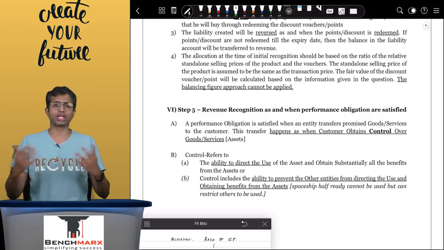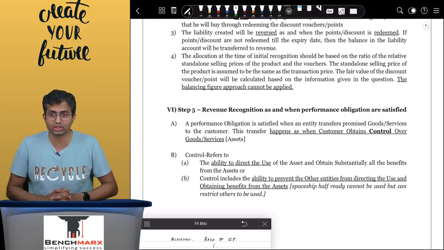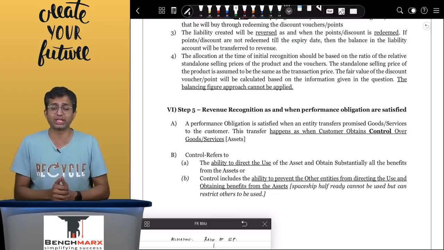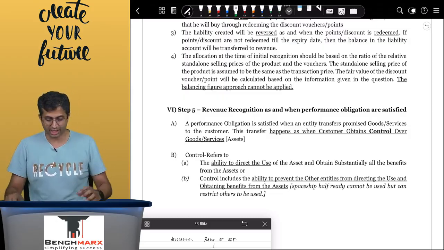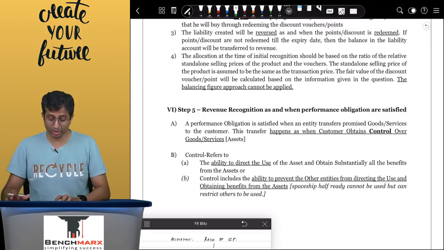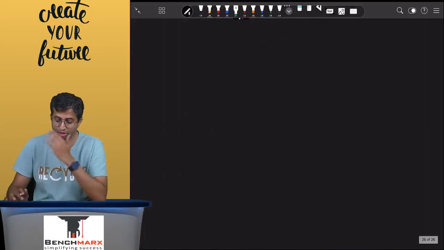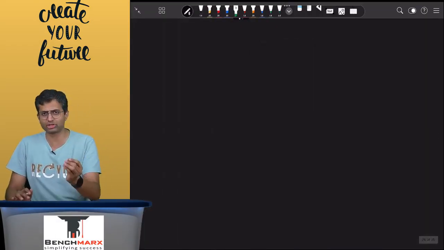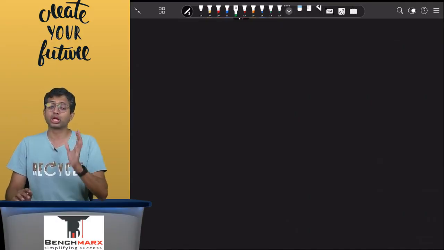Well, revenue should be recognized when the performance obligation gets discharged. Okay, excellent. But when is the performance obligation getting discharged? Well, the standard says that the performance obligation gets discharged when the control is transferred. So typically, you will recognize the revenue when the performance obligation gets discharged, which is when the control is transferred.